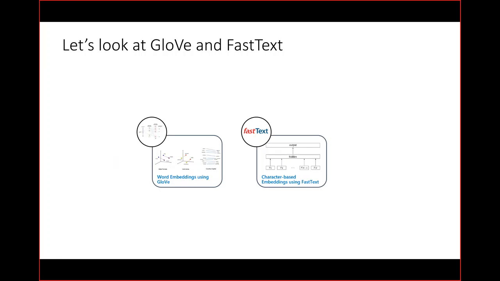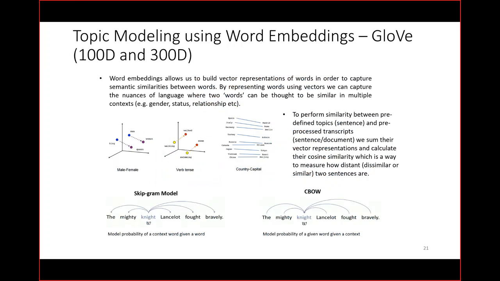which are two implementations of word embeddings. Glove is a very popular one, and it uses these two approaches: skip-gram model and CBOW model. Skip-gram basically looks at the context word given a word, so it looks at modeling the probability of a context word, like the context words here being the mighty Lancelot fought bravely, and the word being knight. And then CBOW models the probability of a given word given a context. So model the probability of knight given mighty Lancelot fought bravely.